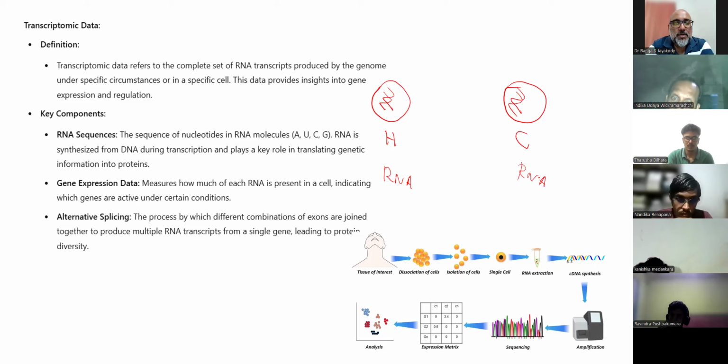If you analyze the messenger, it is taking the message from the DNA to the protein synthesis factory, as we discussed before. Now the original information, what proteins to be made, is here in the DNA.